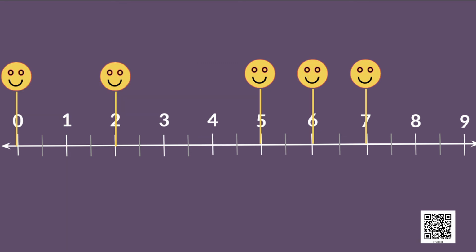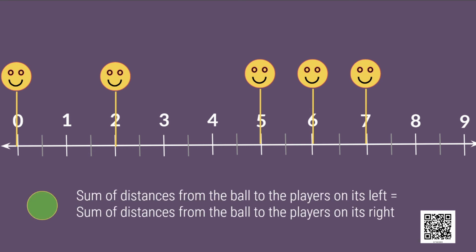Now, the kids have changed their positions. They are standing at 0, 2, 5, 6 and 7. Children, now where should we keep the green ball so that, as we saw before, the sum of the distances from the ball to the players on the left is equal to the sum of the distances from the ball to the players on the right? Where should we keep this green ball?